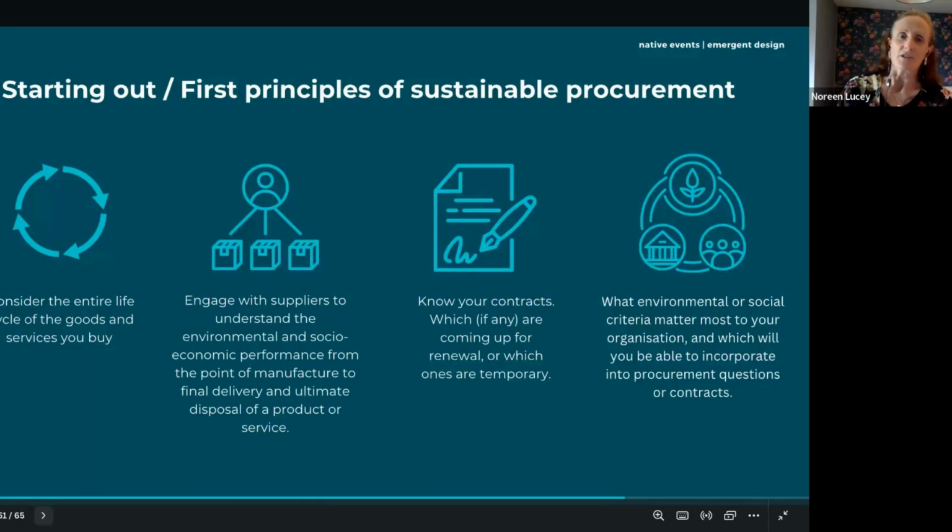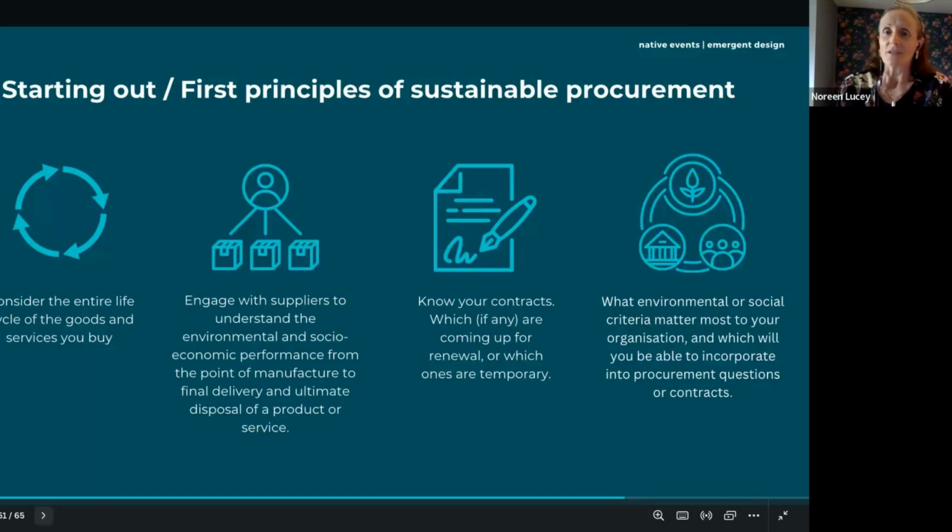Do we have the opportunity to engage with our suppliers and just have that conversation in terms of their understanding of where the goods and services that they're providing are coming from, and maybe exploring that conversation with them.